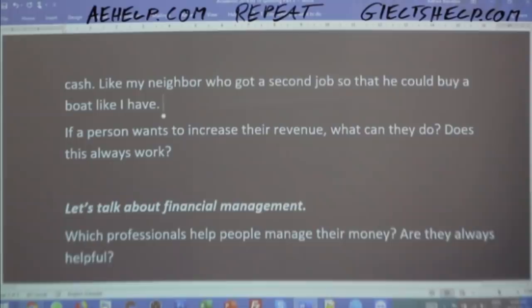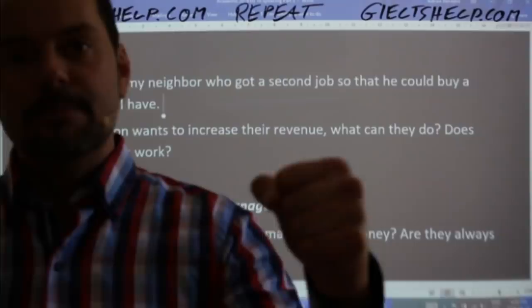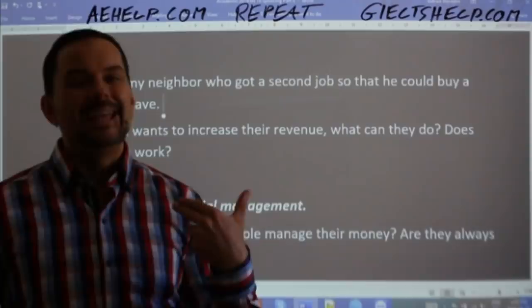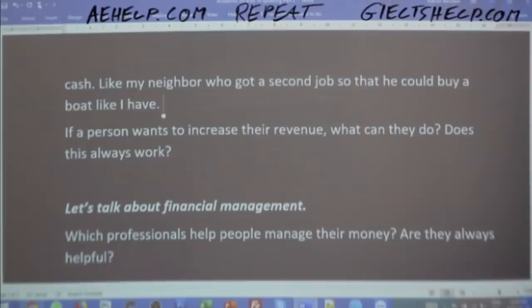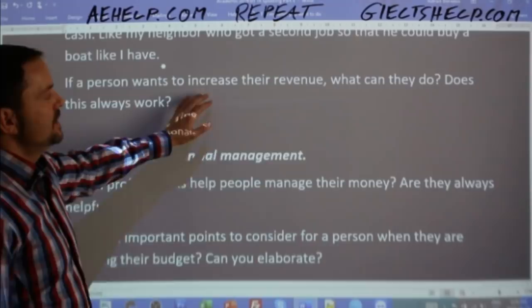Next question. As I said, today the focus is lots of practice. So keep pushing forward, keep repeating, okay, repeat, repeat. And again, I reiterate, focus on answer, example, explanation. Not in that order. Usually answer, explanation, example. Okay? All right. So, next question. If a person wants to increase their revenue, what can they do?